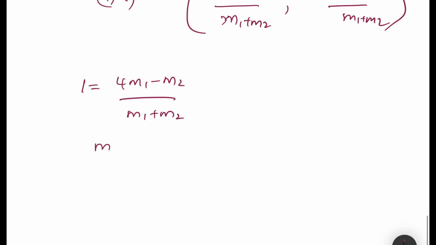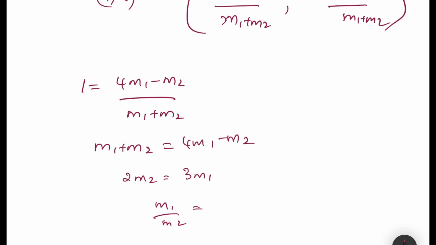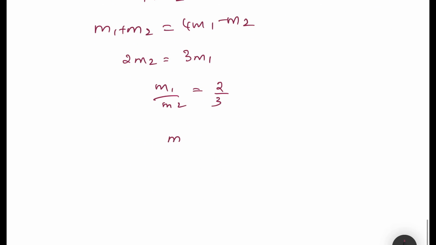So if I take it, m1 plus m2 equal to 4 m1 minus m2. So 2 m2 equal to 3 m1. m1 by m2 is equal to 2 by 3. So the ratio will be what? m1 is to m2 will be equal to 2 is to 3.